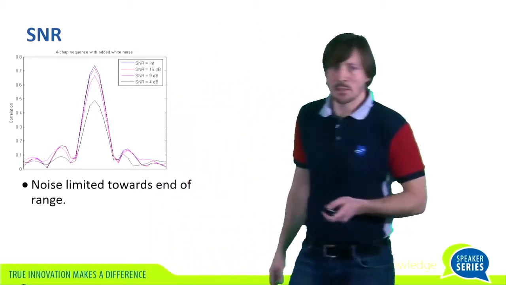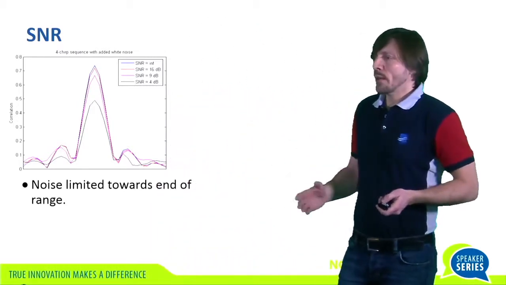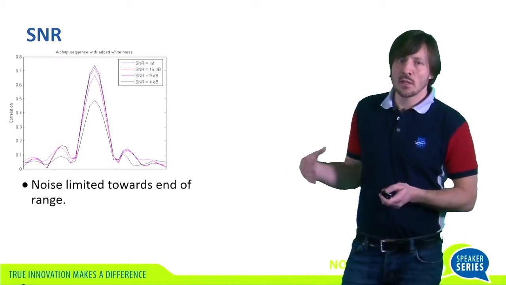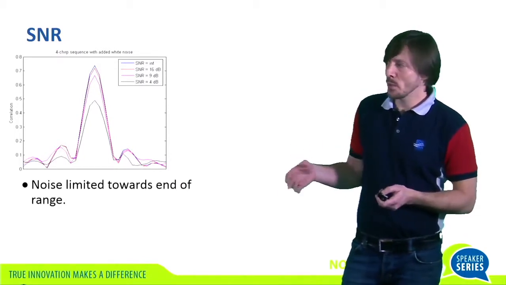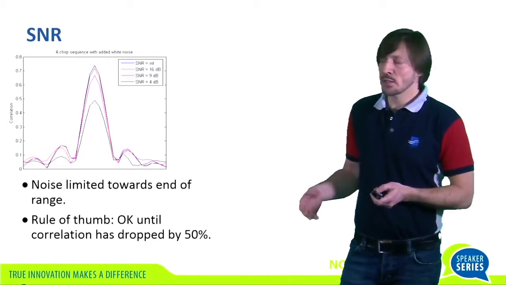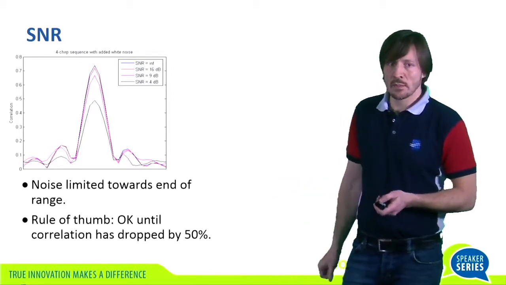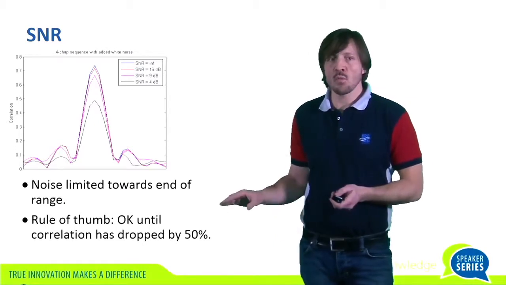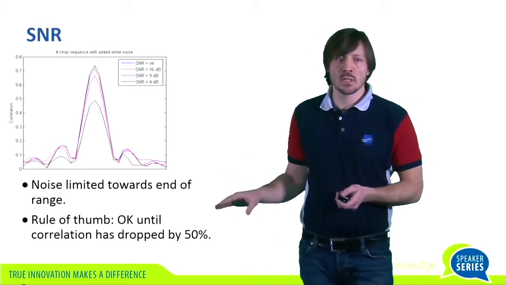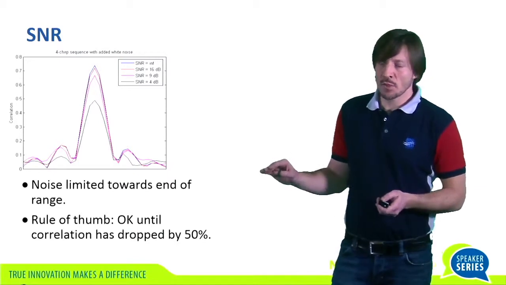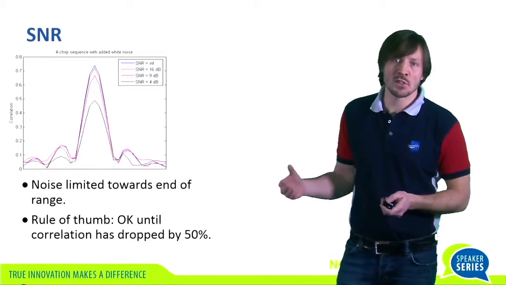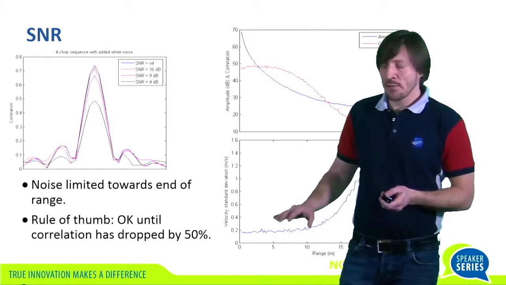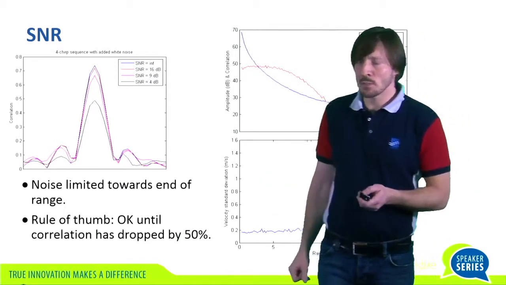Not too unexpected. That means that towards the end of the profile, when the signal gets weaker and weaker, at some point noise is going to play a bigger and bigger role, and it's going to become noise limited. So we have a simple rule of thumb: once the correlation has dropped to 50% of its original, nominal value, then you're good until that, and after that you have to apply some judgment.